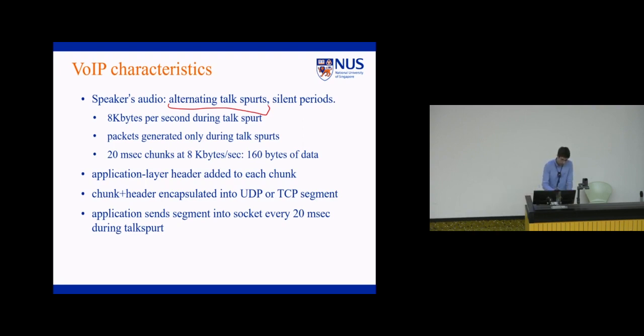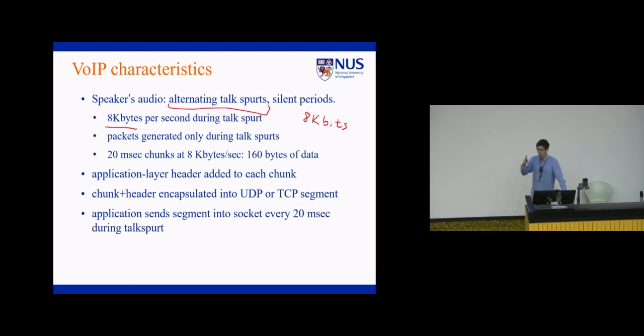So we have about 8 kilobytes per second during a talk spurt. Well, again, why 8 kilobyte? Because we probably sampled, we probably quantized each sample with 8 bits. That gives us 256 levels, right? And then that means divide 8 kilobytes by 8, I get 8 kilobits per sample. And that means I sampled about 8,000 times per second, right?